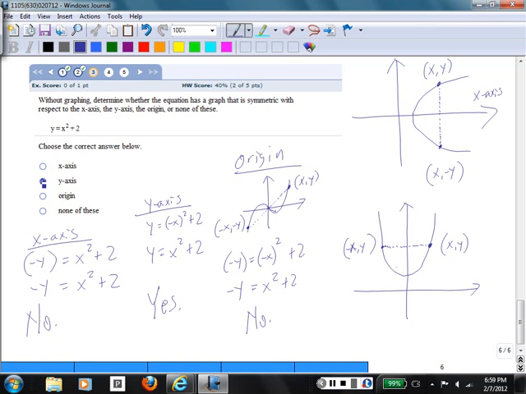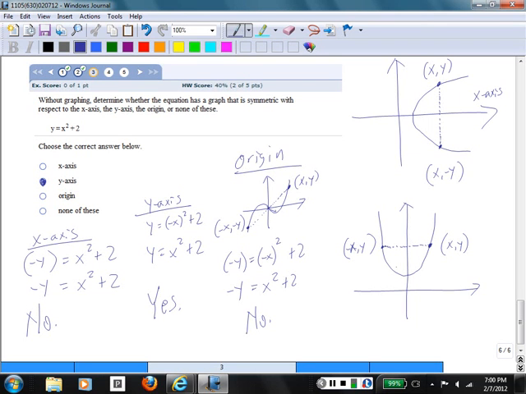So you're saying that the only way to have origin symmetry is if you substitute negative x for x and negative y for y at the same time, and somehow it gives you back the original equation? Yes, then that would have origin symmetry. I meant, because we've got no and yes, I'm wondering if you've only got one of the other 2, can you still have origin? Oh, I see what you mean.